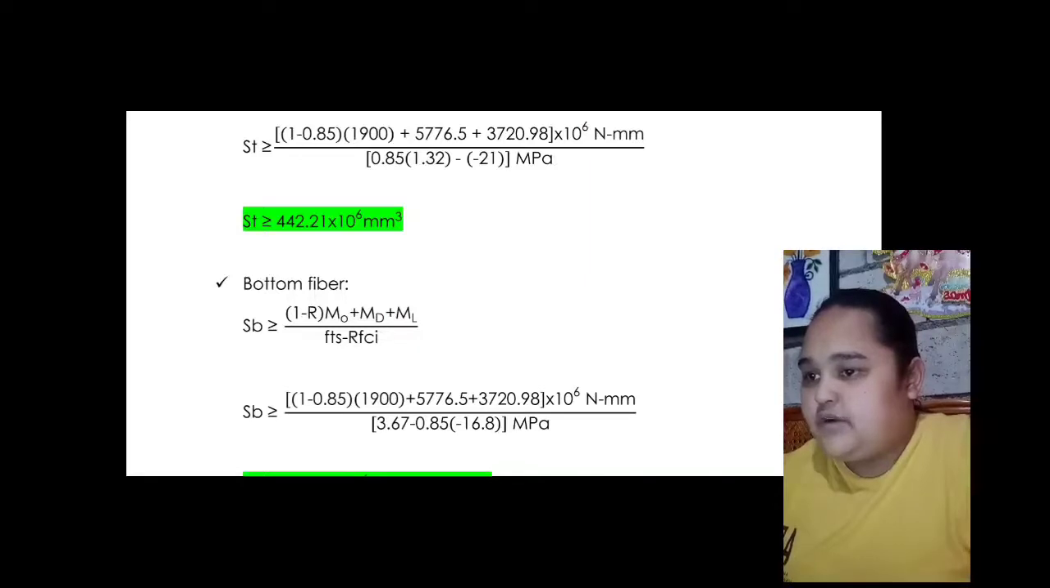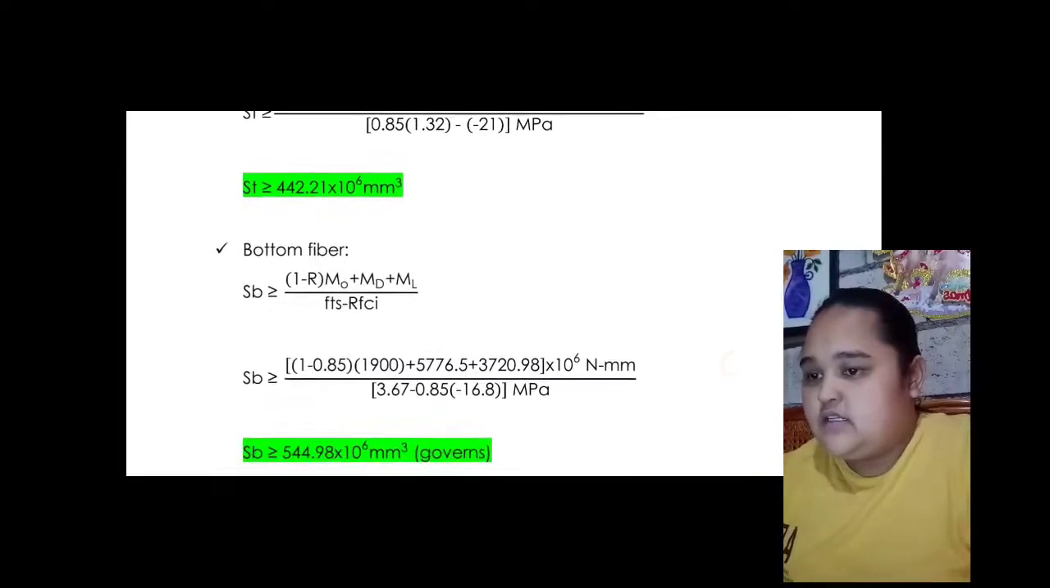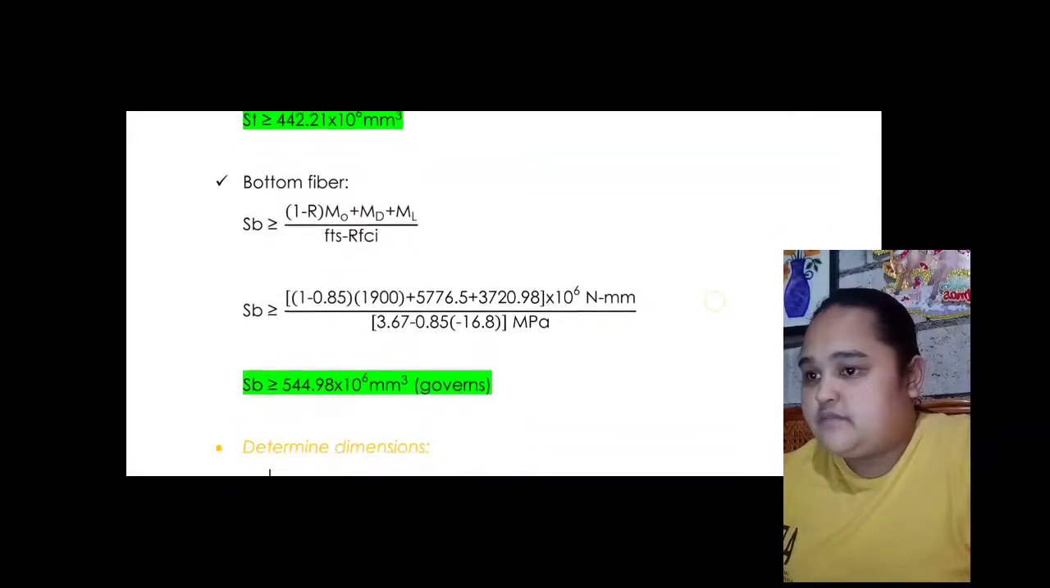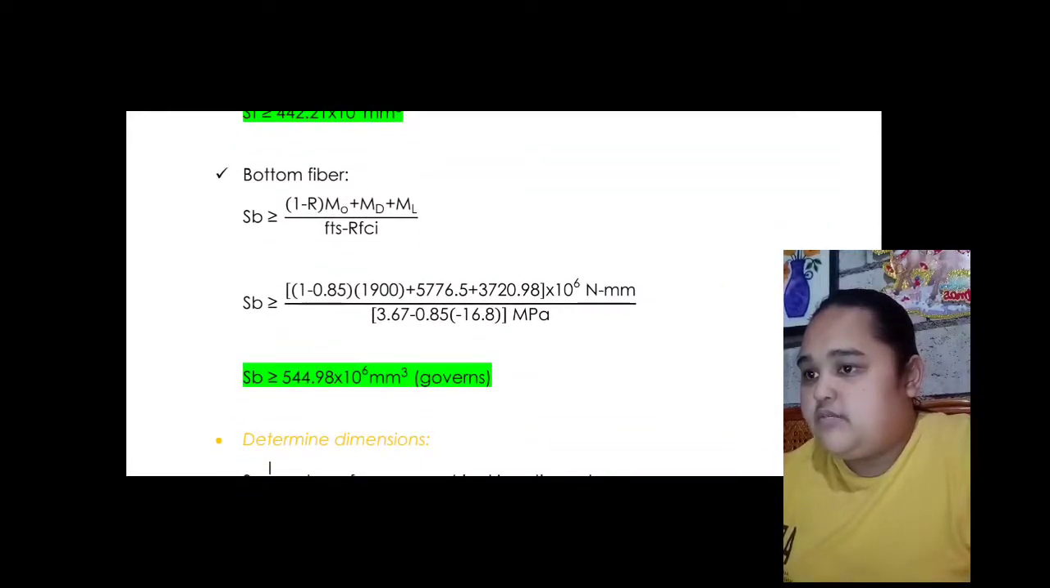At the bottom fiber, SB is greater than or equal to (1 minus R times MO plus MD plus ML) over (FTS minus RFCI). Substitute again the values and we will get 544.98 times 10 raised to 6 cubic millimeter. The bottom fiber governs because it's the larger value.